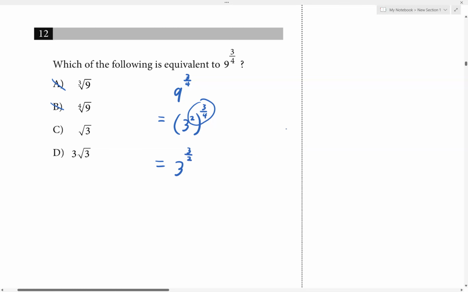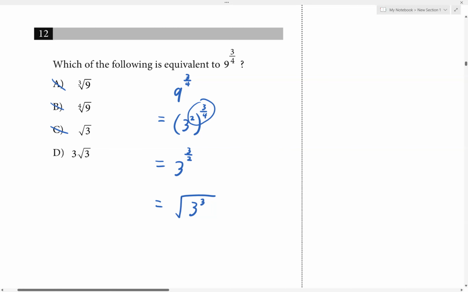And then we can rewrite this as a radical. Now the 2 on the bottom means it'll be a square root. We don't have to put a 2 there, the assumed index of a radical is a square root. And then the top number is a 3, so it'll be 3 to the 3rd. The 3 goes to be the exponent. All right, and do we have that? Well, it's not C, right? It should be the square root of 3 to the 3rd, so not the square root of 3. So it had to be D, right?